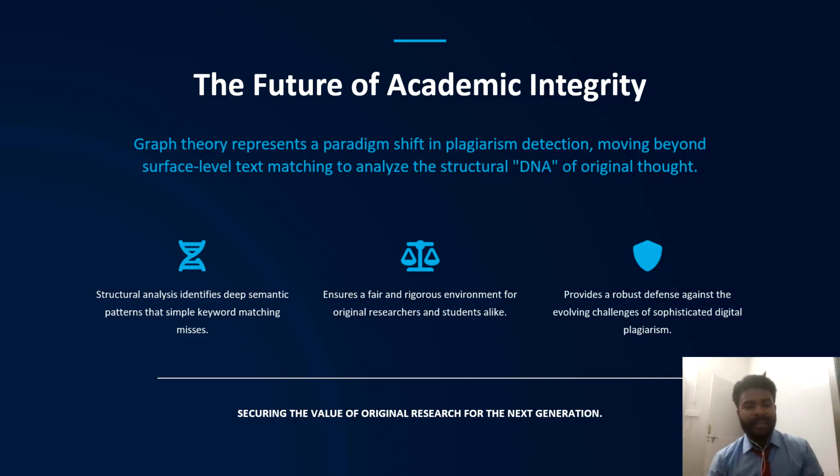To conclude, graph theory represents a major improvement in plagiarism detection. Instead of only comparing words, it analyzes the structure and relationships between text. This allows systems to detect copied paraphrases or reorganized content much more efficiently. As academic writing and AI-generated content continue to grow, graph-based analysis will play an important role in protecting academic integrity.